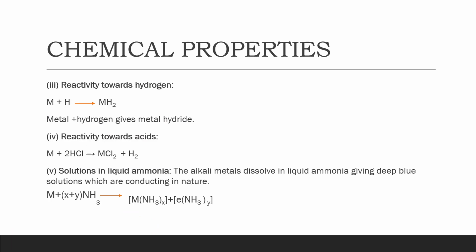Next is reactivity towards hydrogen. Over here it's in the form metal plus hydrogen gives metal hydride. This is how it reacts with all the metals. Next one is reactivity towards acids. Over here M is again the metal, HCl is an acid, and when it reacts it forms MCl2, which can be beryllium chloride, calcium chloride, anything, with dihydrogen. These are the products when it is reacted with acids.